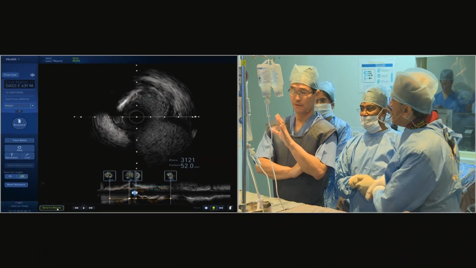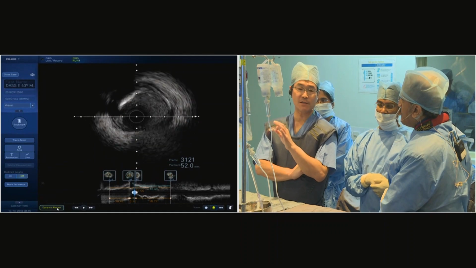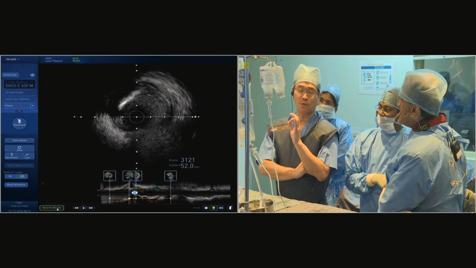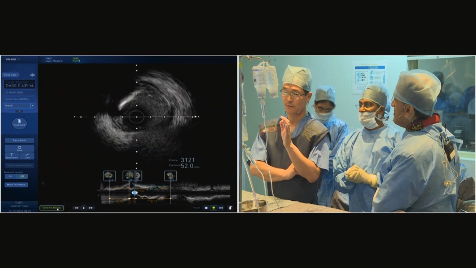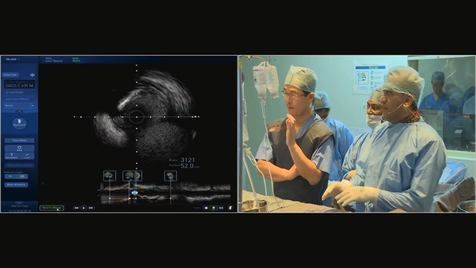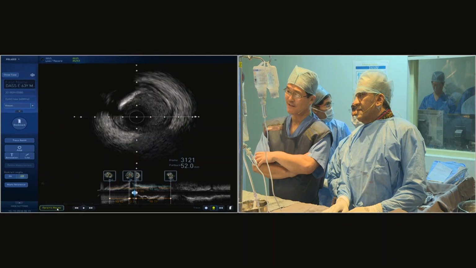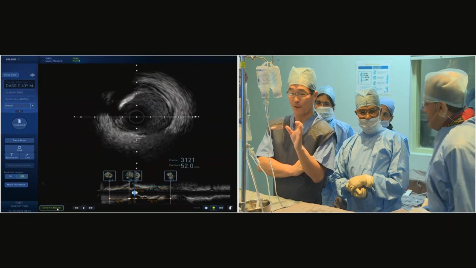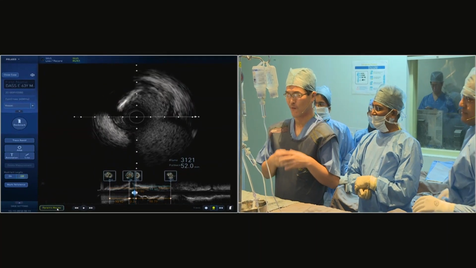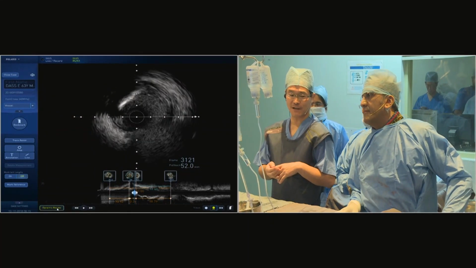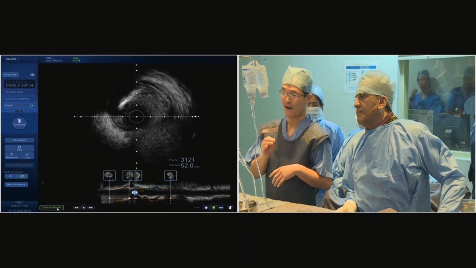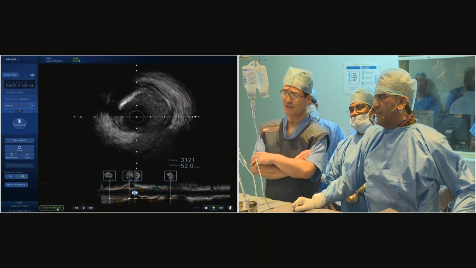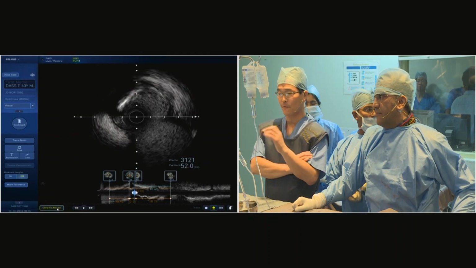If you want to see the detailed image of the ostium of the circumflex, you had better do intravascular ultrasound from the circumflex to the left main. But in this case, in my feeling, it is not mandatory. Of course, if you want to see further information, you had better do the intravascular ultrasound from the circumflex to the left main. But I think it should be okay if we only put a wire into the circumflex.